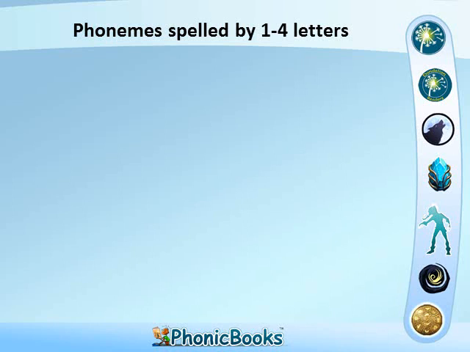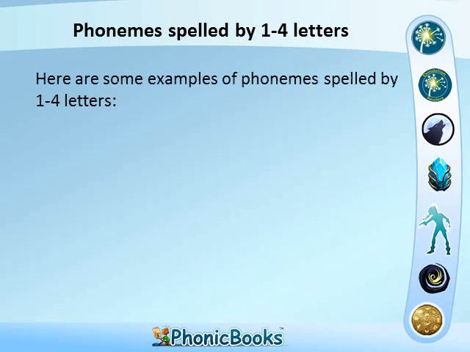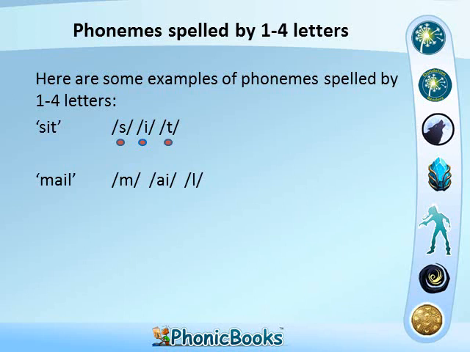Phonemes spelled by 1 to 4 letters. Here are some examples of phonemes spelled by 1 to 4 letters. In the word sit, the phonemes are s, i, t. Each phoneme is spelled by one letter. In the word male, the phonemes are m, ai, l. The phoneme ai is spelled by 2 letters.